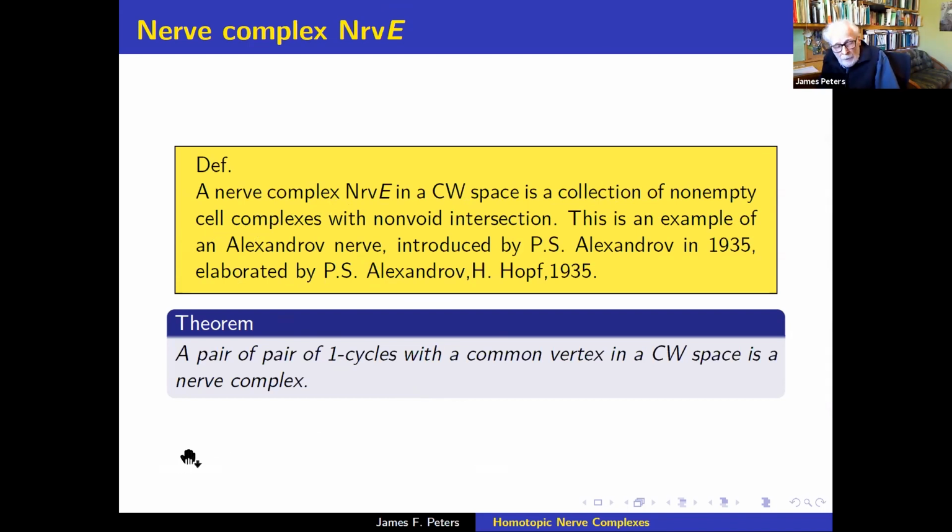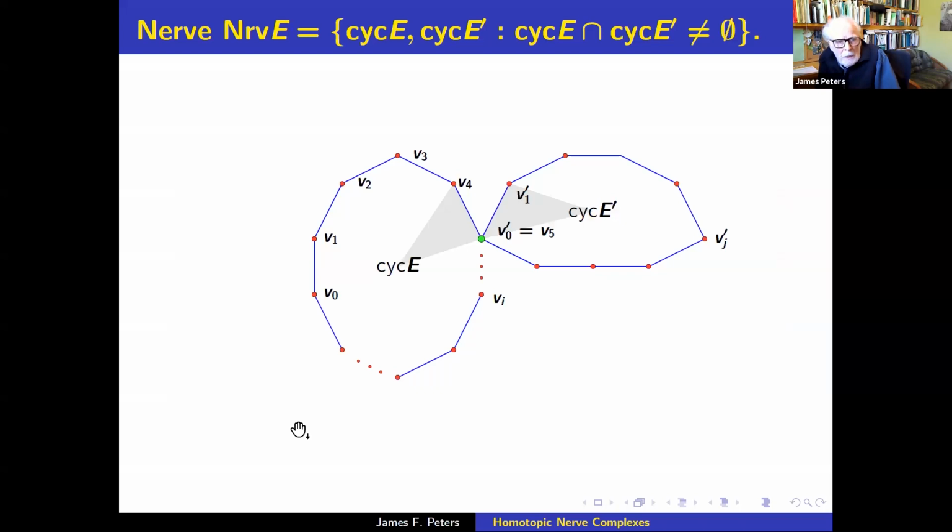From the definition, a pair of one cycles with a common vertex in a CW space is in fact a nerve complex. And here's an example to show you what I mean. This is a pair of one cycles with a common vertex shown in green.